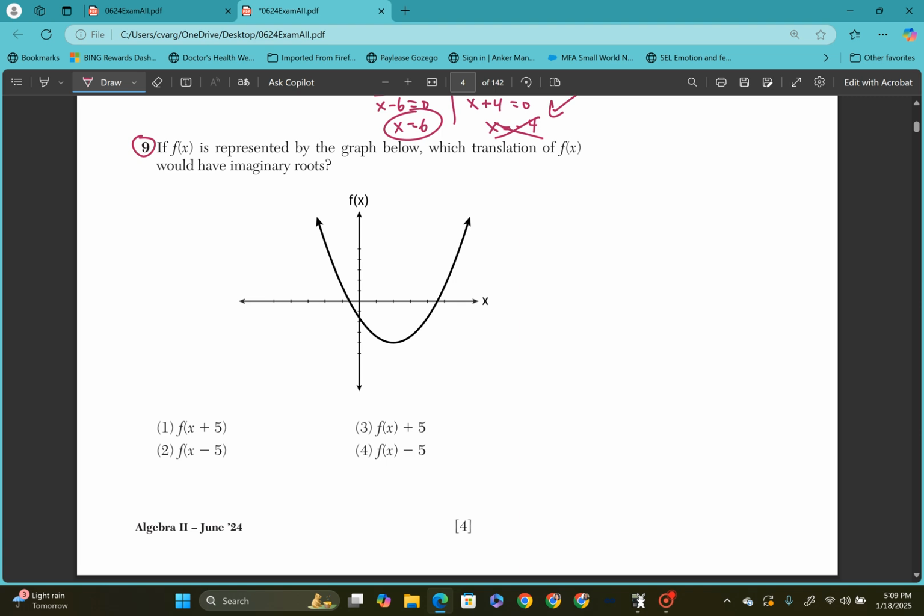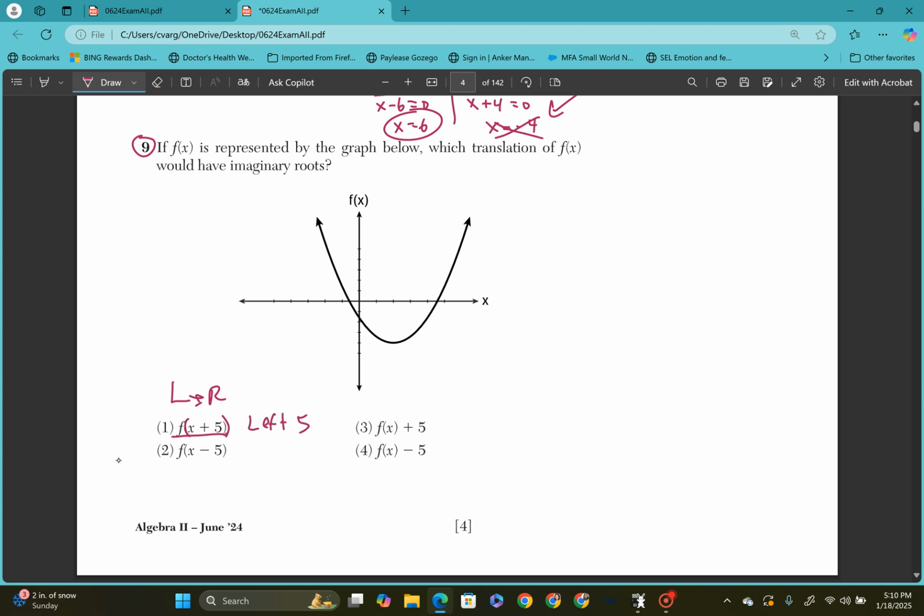It says, which translation of f of x, so f of x is the function that's on the graph, would have imaginary roots? Imaginary roots are where the graph does not cross the x-axis. Do you see that? Or it could look like this. So let's see what we give that. This here means you're going to take, you see this is parentheses? That means it's going to be 5 left or right. And this is going to be the opposite of what you think. So you'd think it's to the right 5, but this is really to the left 5.